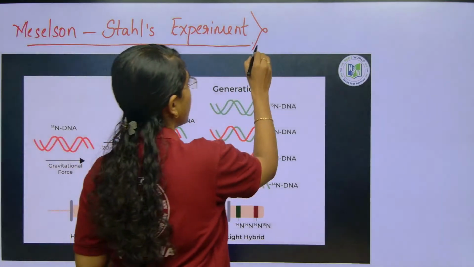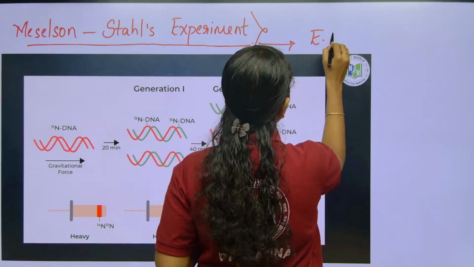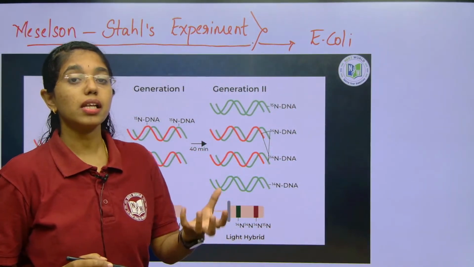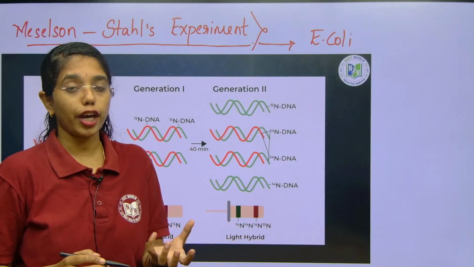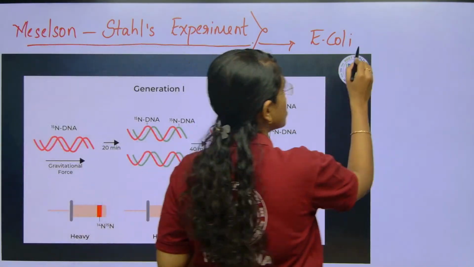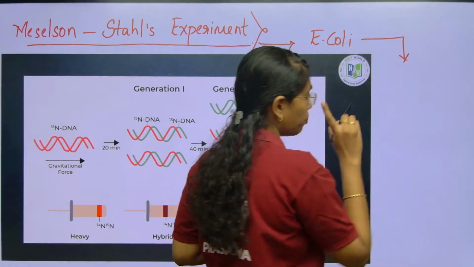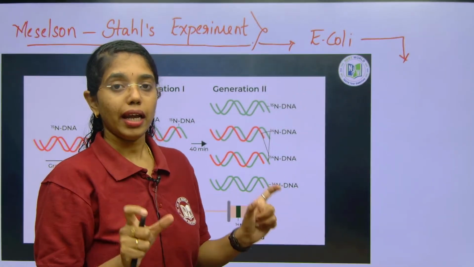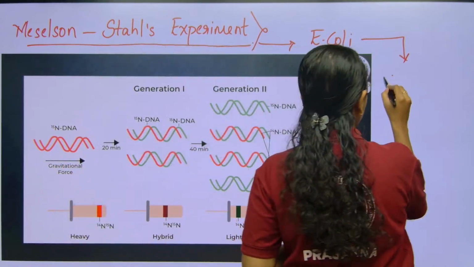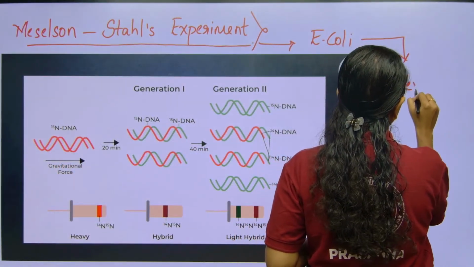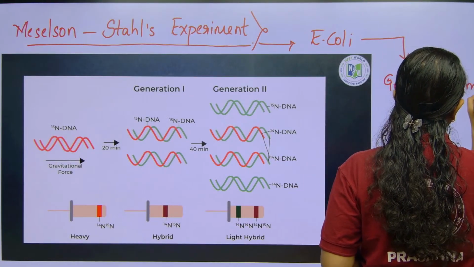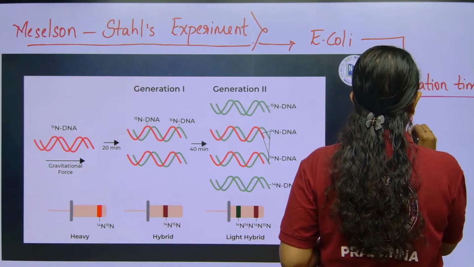What is the model organism here? E. coli. Remember, the generation time, which means the DNA replication time of E. coli, is 20 minutes. One DNA will get completely replicated into 2 daughter strands in 20 minutes. So, the generation time here is 20 minutes.